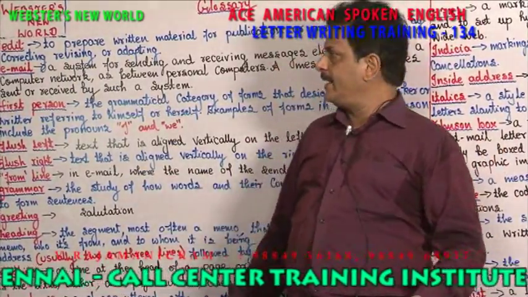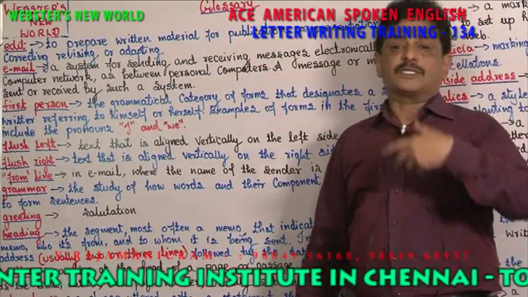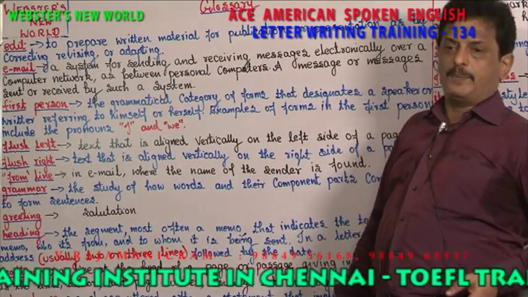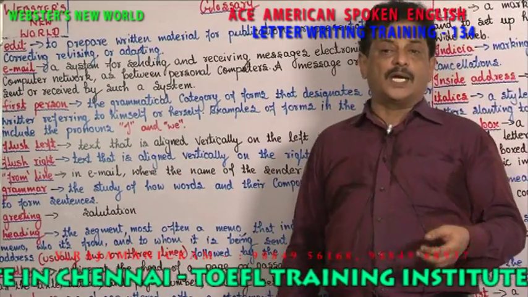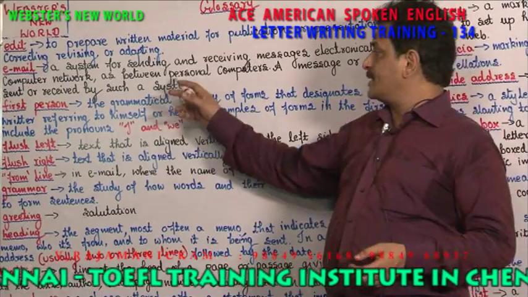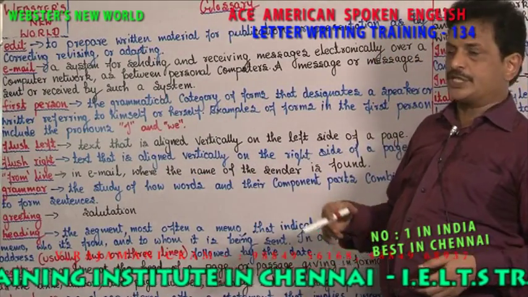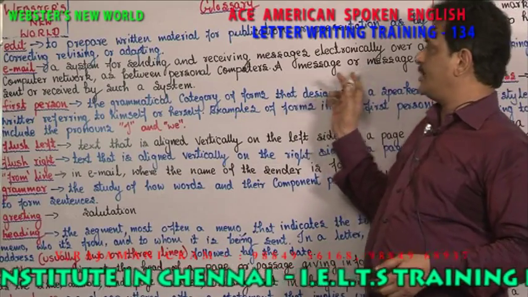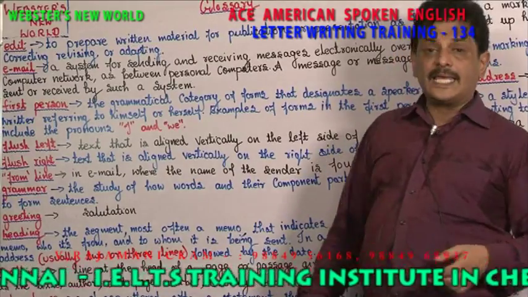Second, email. What do you mean by email? A system for sending and receiving messages electronically over a computer network, as between personal computers. Communication is transferred. A message or messages sent or received by such a system is called email.